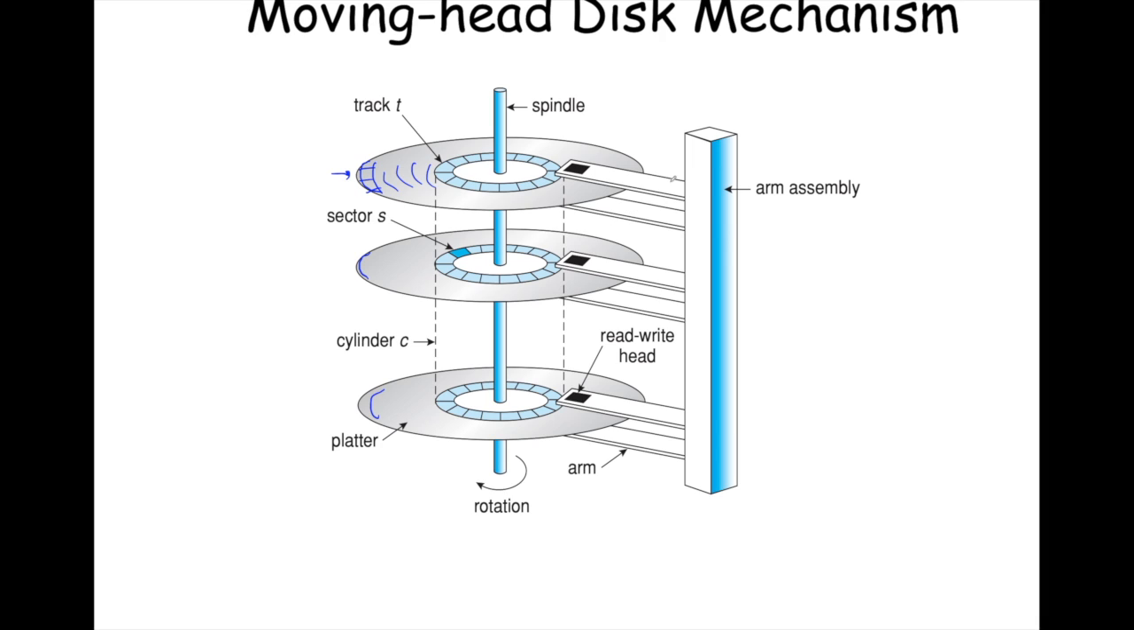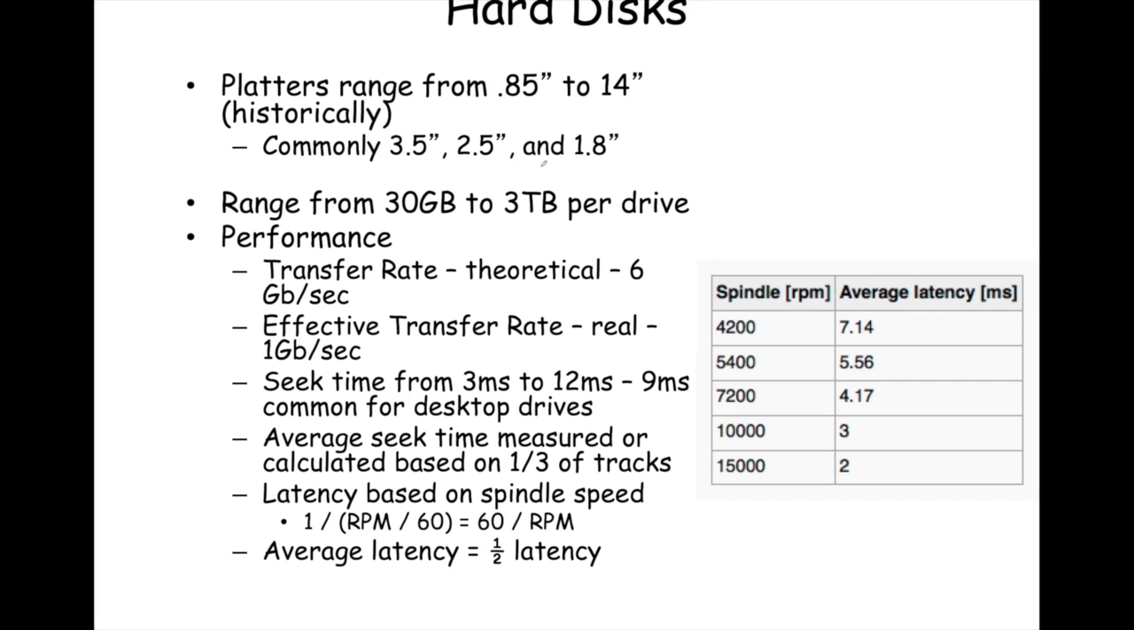And so here, this assembly arm can move, positioning these read-write heads over the respective cylinders associated with the particular disc. And then this thing spins and it waits for the sector along the track for that cylinder to make its way underneath the read-write head in order to be read or written. Okay. And so these platters can range in their size up to 14 inches. Now, what is common by today's standards is 3.5 inch, 2.5 inch, and even 1.8 inch.